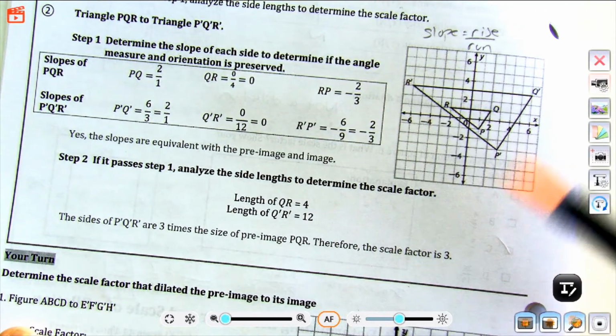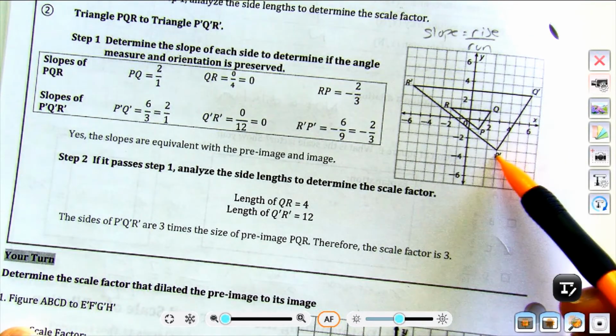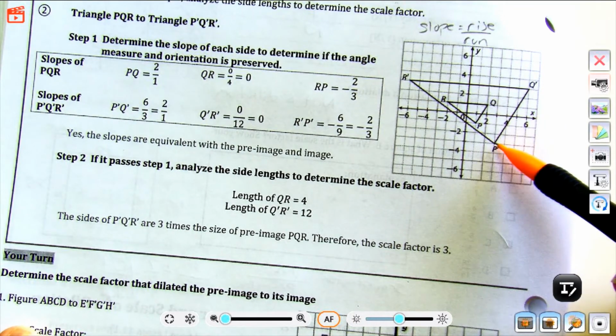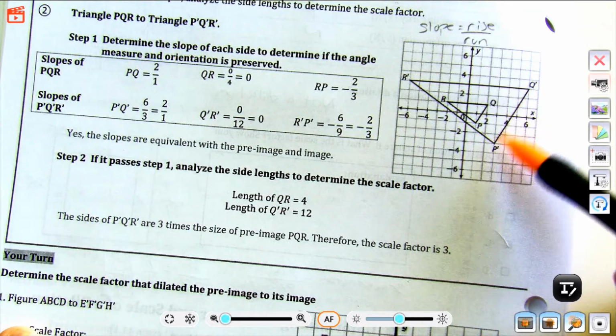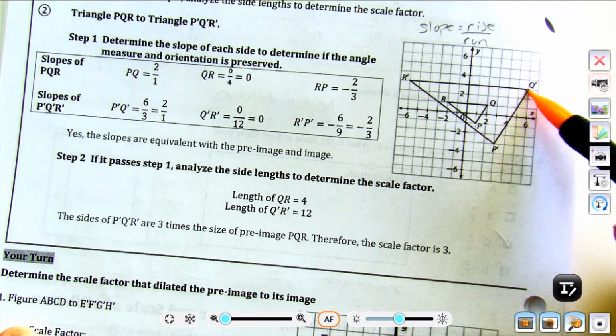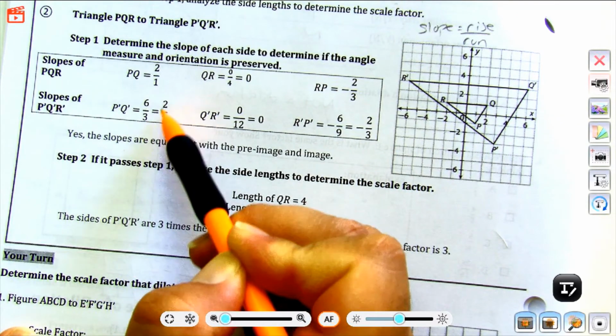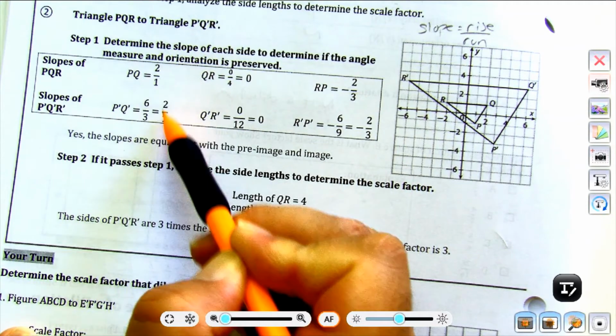Notice that to get from P prime to Q prime, we go up 6 and then over 3. So we have 6 over 3, but that actually reduces to 2 over 1. So these two are equal. They have the same slope. So the angle measurements and the orientations are preserved.